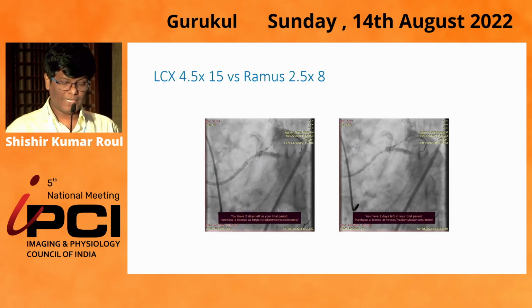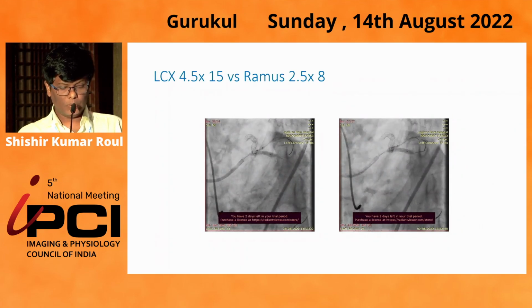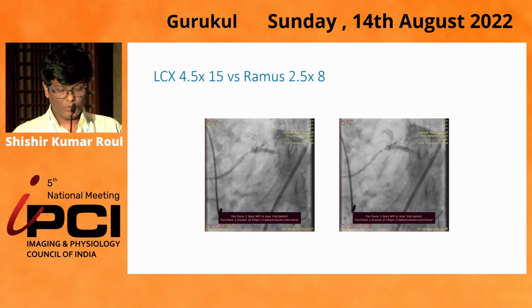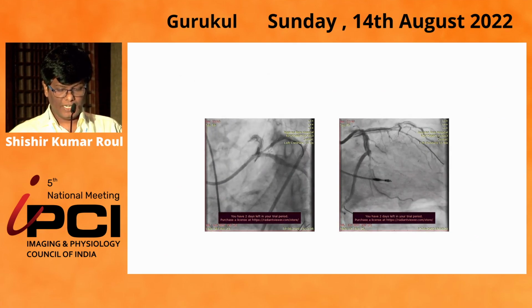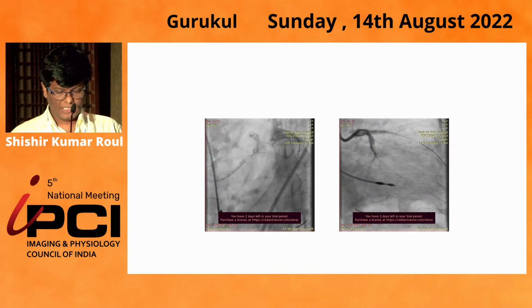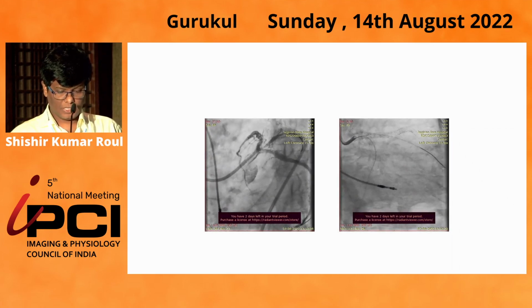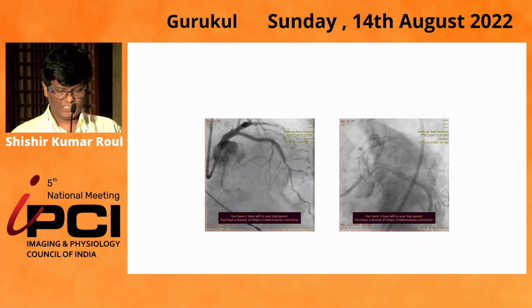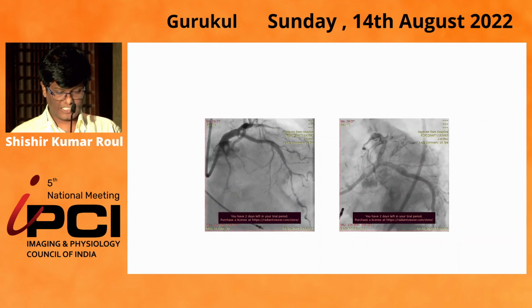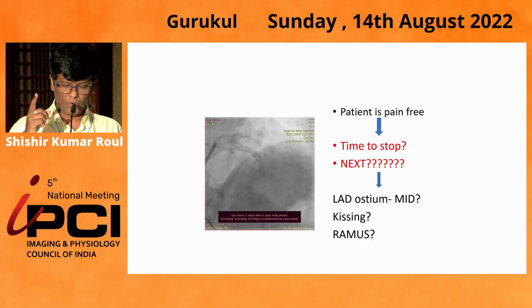So what I did, let me do some justice to the Ramus now. I took a 4.5 by 15 balloon and did some kissing to the Ramus, and at the end of the day I was left with this. You can see the Ramus is not looking good, neither the LAD. You can see some benefit, some improvement, but not satisfactory. Then what to do? I'm not able to take my LAD wire now.